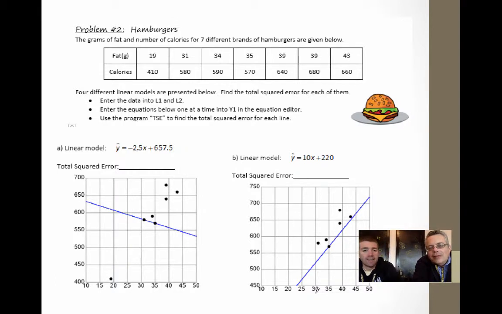Now, we have some data here. Here's the old hamburger data. We love our hamburger problem. I'm hungry for one.